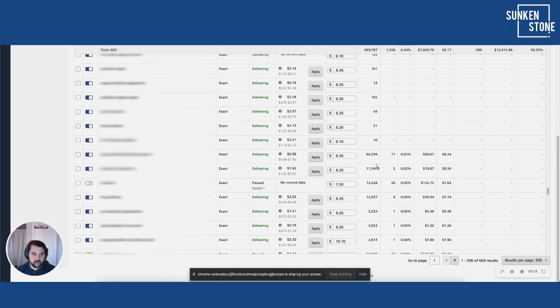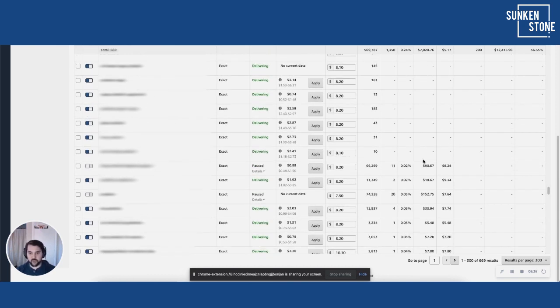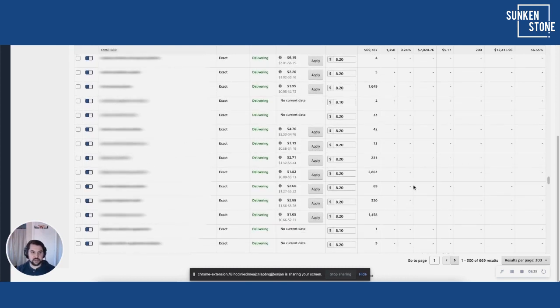So here at the tail, we have this keyword. It's gotten 66,000 impressions, 11 clicks. It's a 0.02% click-through rate. We've spent $90 at an $8.24 CPC. So I'm going to go ahead and pause that. That's just way beyond a keyword that could be useful for us.